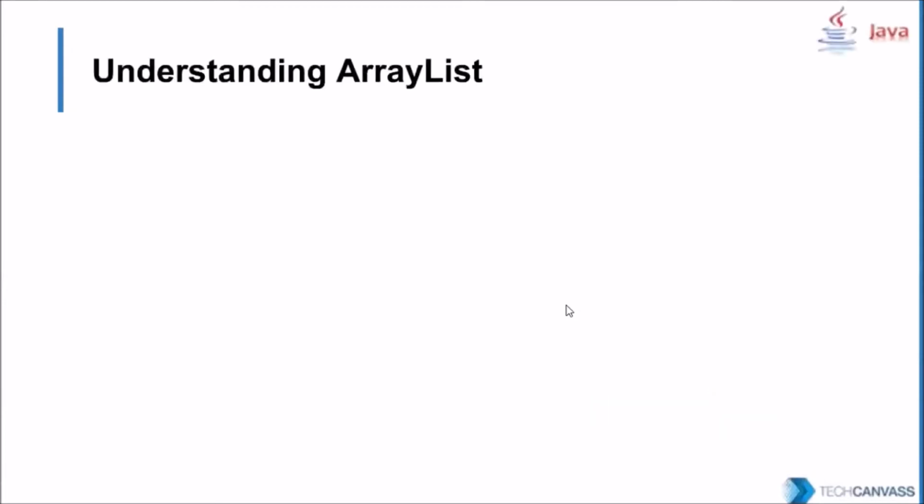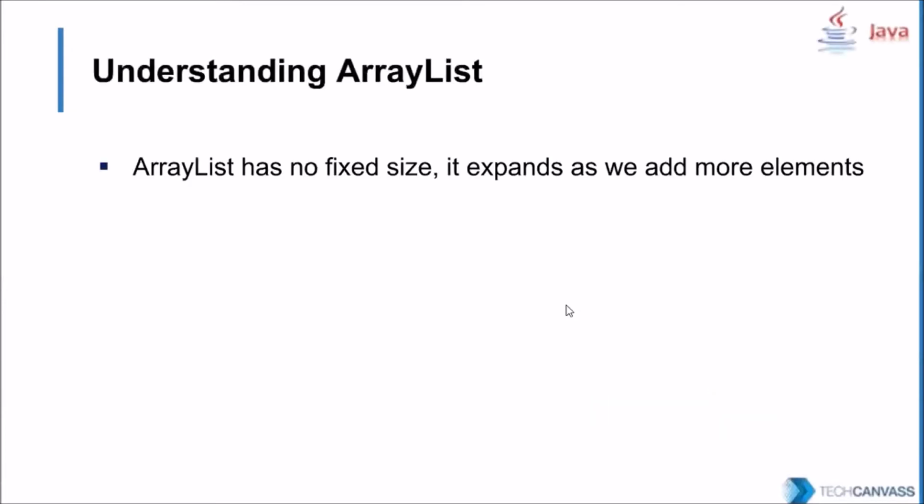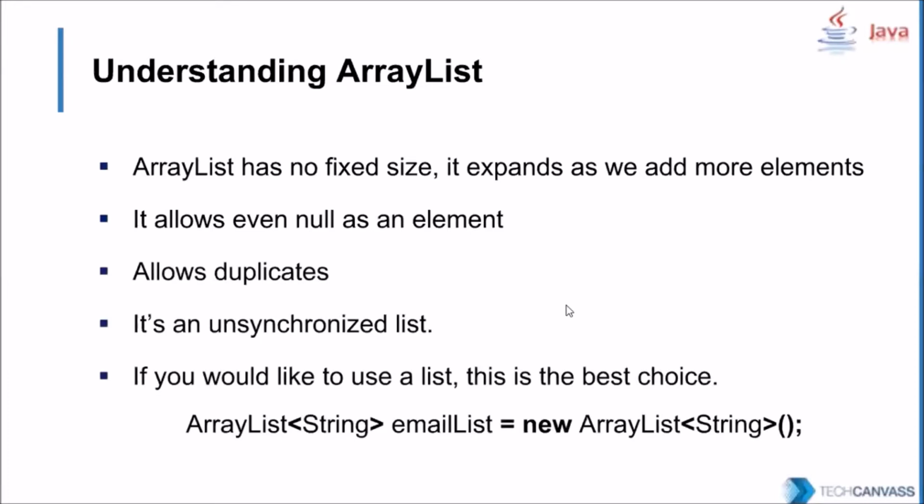Okay, array list. Array list has no fixed size. It expands as we add more elements. ArrayList is a class that implements the list interface. It allows null as an element, so we can add null in an array list. It allows duplicates, and this is the way we define an array list: ArrayList<String> emailList = new ArrayList<String>.